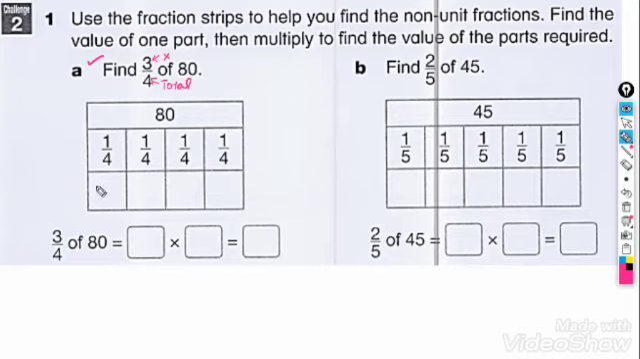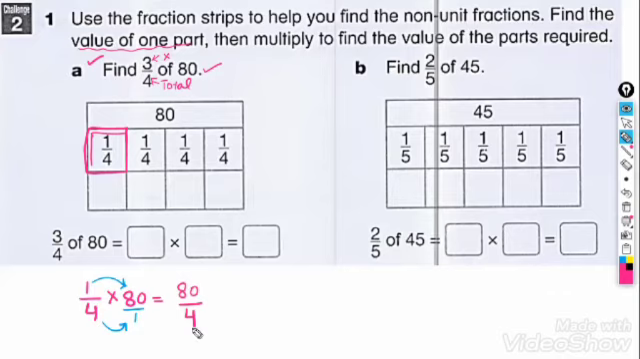So first you have to find the value of one part. In order to find this, you will do 1 upon 4 multiplied by 80. There is nothing in the denominator of 80, so you will put 1. So 4 is multiplying by 1 and 1 is multiplying by 80. You will get 80 upon 4. Now simply cut them: 4 1 times 4, 4 2 times 8, and 0. So it will become 20. So one part of this fraction wall will be equal to 20.